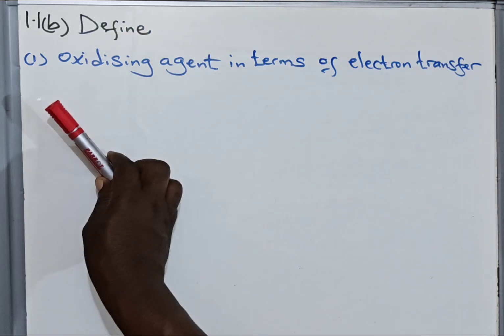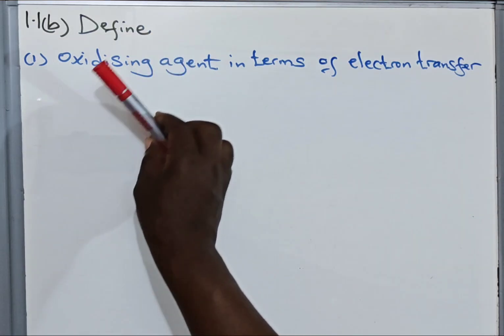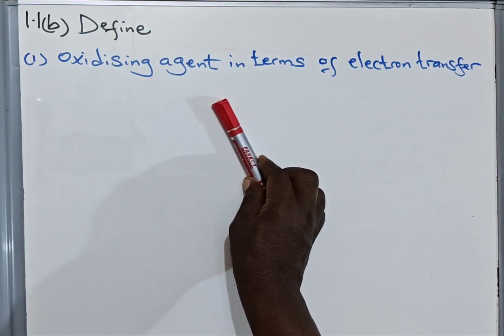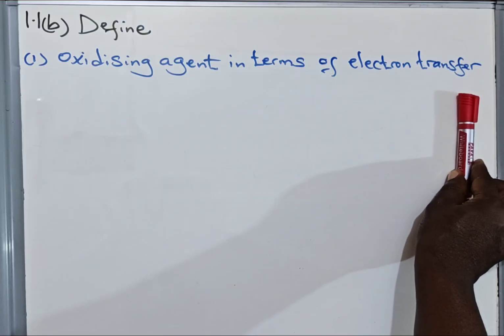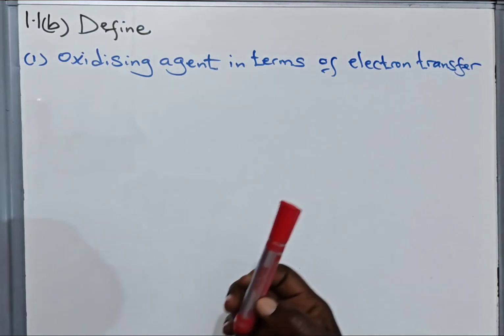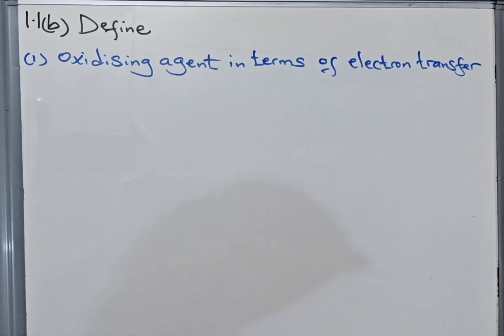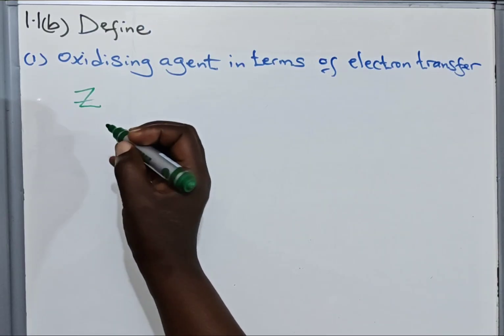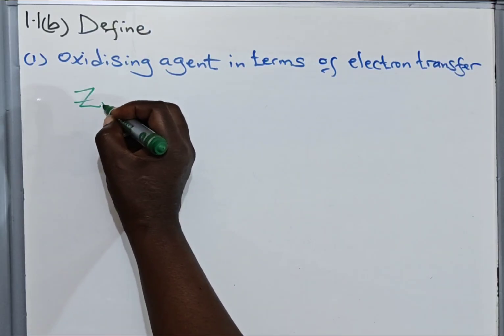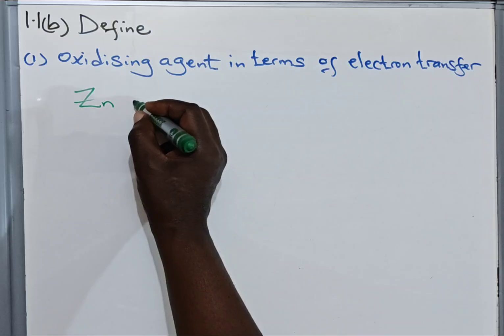We're having this case. It says, define oxidizing agent in terms of electron transfer. So what is it? In this case, let us look at this situation. Zinc, when it is in combination with copper, will undergo this kind of reaction.